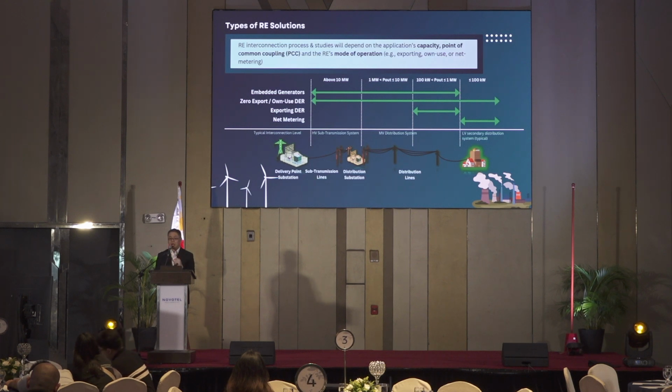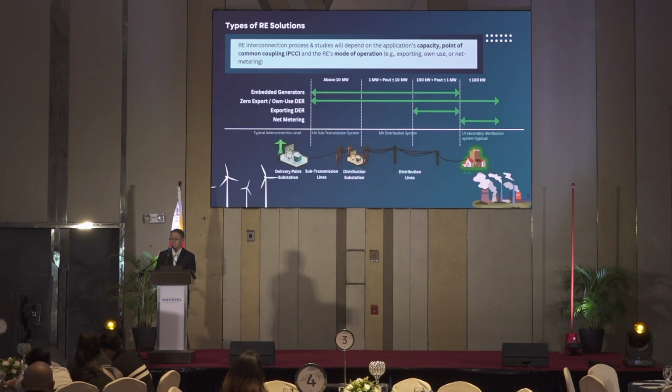The main objective of this solution is to offset one's own consumption as well as to sell off your excess power to the grid, if there's any excess power. They are connected at the low voltage distribution system typically, and they range from 100 kilowatts and below.